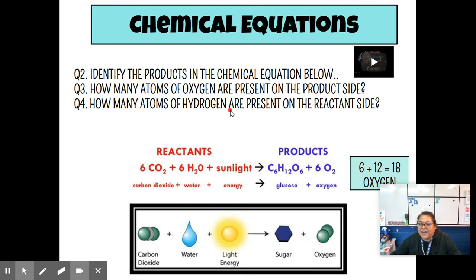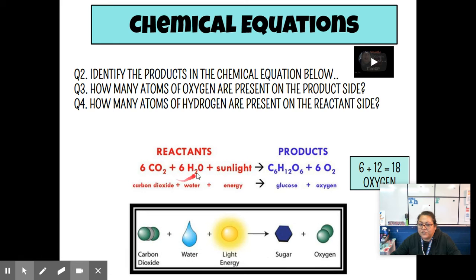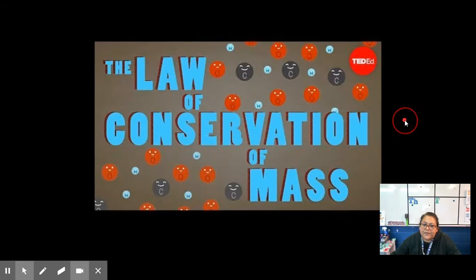How many atoms of hydrogen are on the reactant side? So I'm just looking at hydrogen, and it's right here. 6 times 2 is 12. But if I look over here, I also have 12, which is how it should be because they should be the same on both sides of my chemical equation.